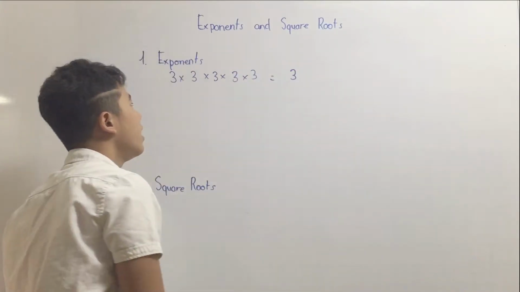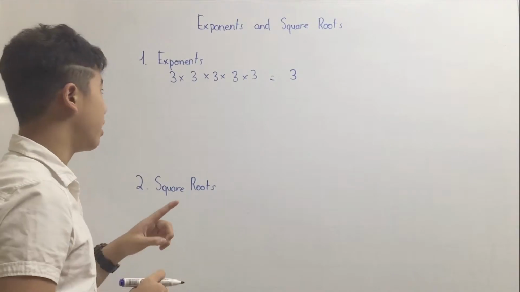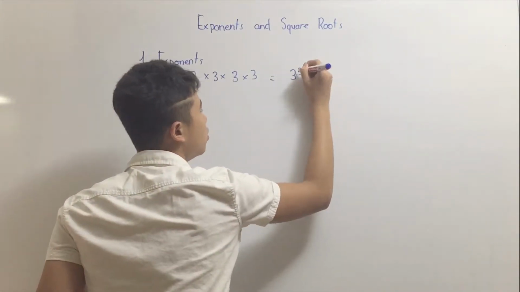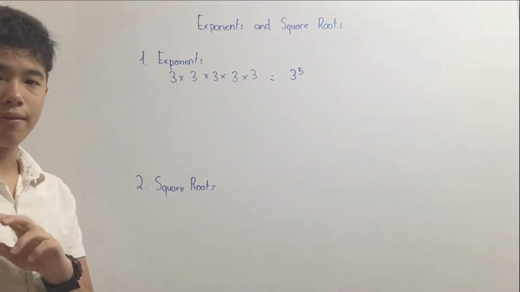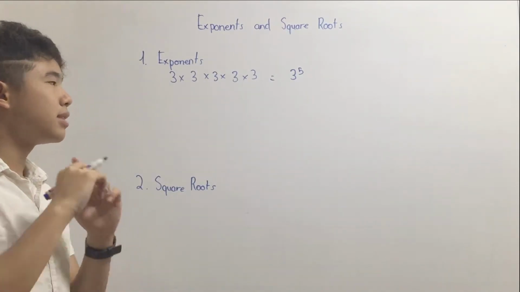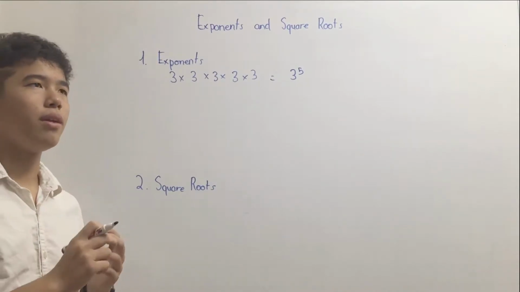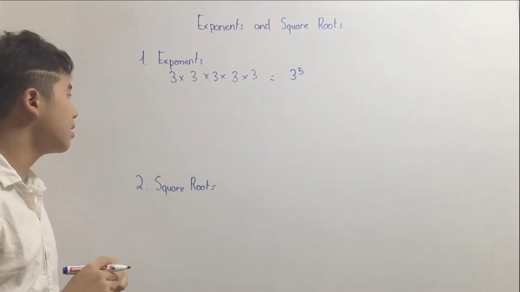First, you write the number 3, then count how many 3s there are. 1, 2, 3, 4, 5. So 3 to the 5. 3 to the 5 means 3 times 3, 5 times.